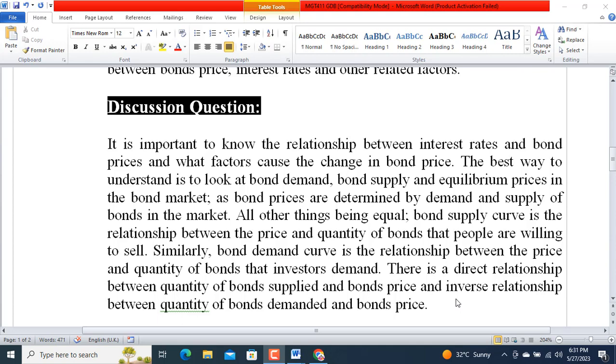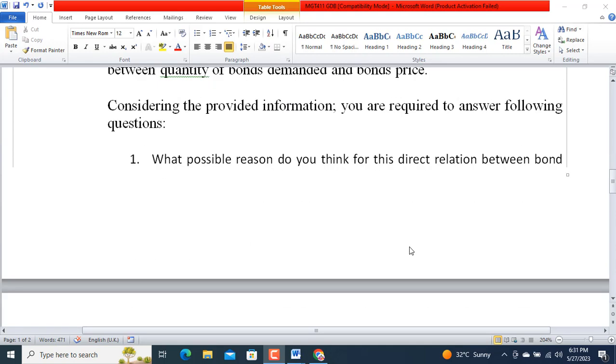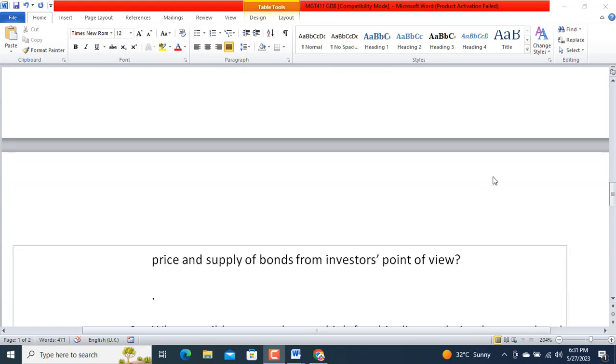So you are going to determine the effects of the following situations or tasks. Considering the provided information, you are required to answer the following questions. What possible reasons do you think for this direct relationship between bond price and supply of bonds from investors? As you know, the main key factor is the price, as you keep other things constant. So the supply curve has a positive relationship between price and quantity, but we are specifically discussing this relationship from the point of view of investors.